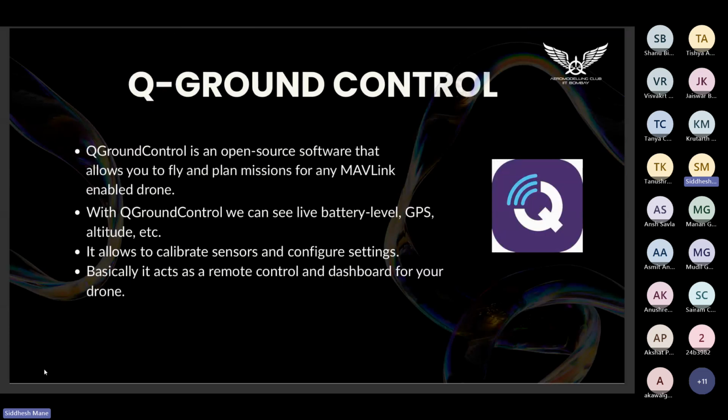Now coming to Q ground control. Q ground control is the software. You download it on your laptop, and with this you can upload the firmware onto Pixhawk. You can calibrate all the sensors and all those things. It also acts as a dashboard of your drone while it is flying. I said earlier that you connect a telemetry module and it sends the signal. So in Q ground control, you can see all those details like altitude and speed of your drone and where it is moving. So basically, it acts as a remote control and dashboard for your drone.